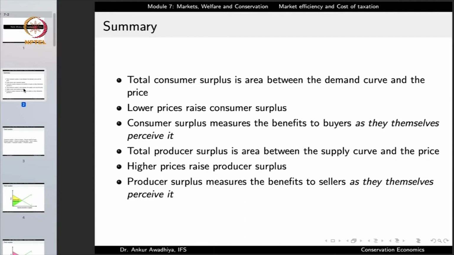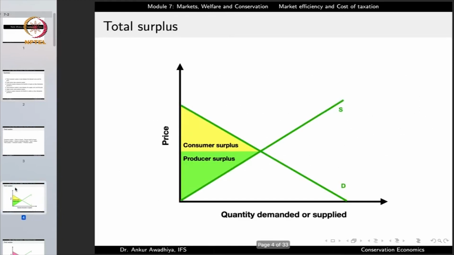We had observed that total consumer surplus is the area between the demand curve and the price. That is, the consumer surplus is the area between the demand curve and the price. So this yellow colored area is the consumer surplus.